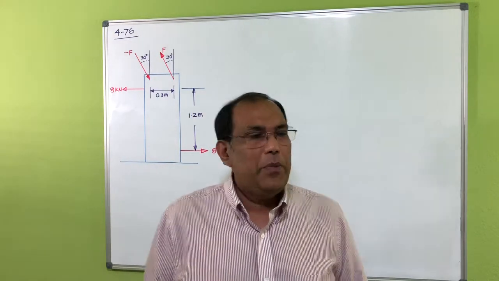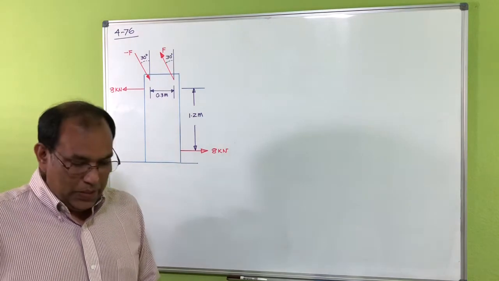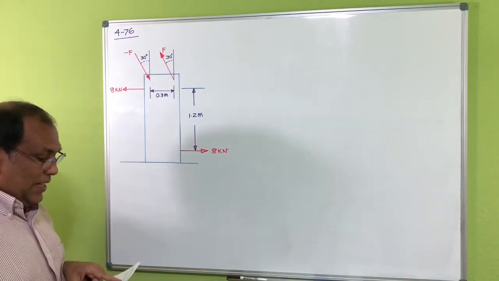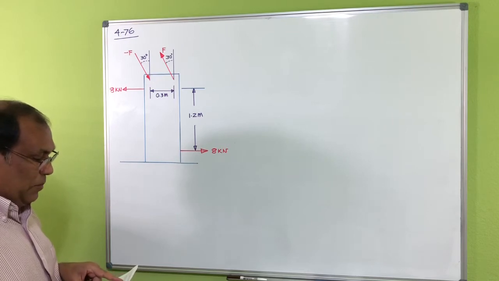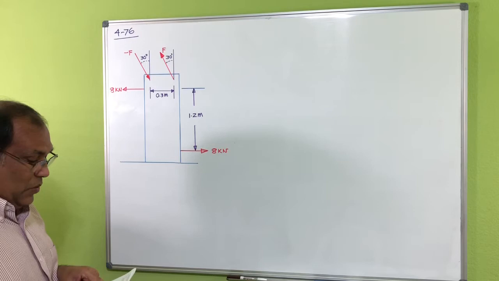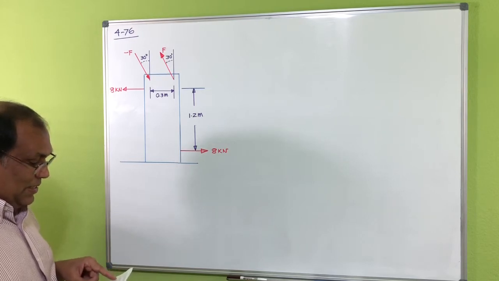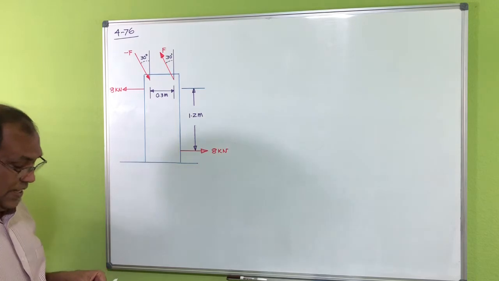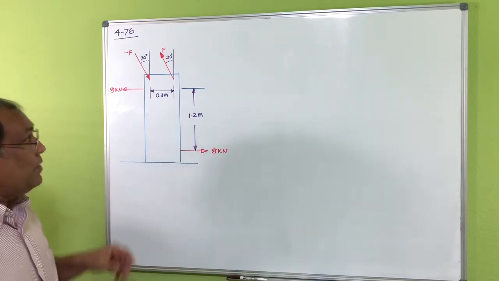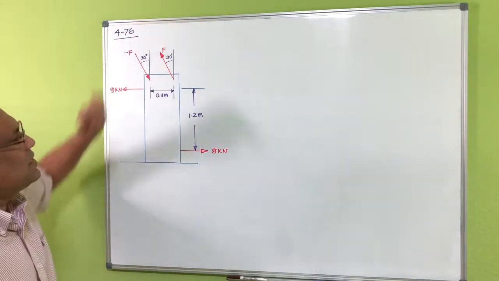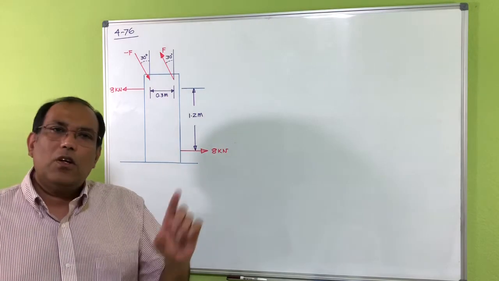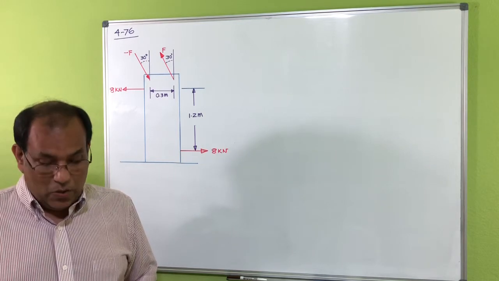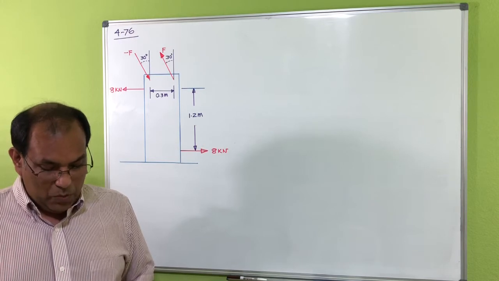Now I'm going to show you problem number 4-76, which is saying: determine the magnitude of F so that the resultant couple moment is 12 kilonewton meter counterclockwise. Where on the beam does this resultant couple moment act? So first, you have to determine the magnitude of that force so that the resultant of this couple and this couple would be a total of 12 kilonewton meter counterclockwise. And the second question is asking where on the beam the resultant couple moment acts.